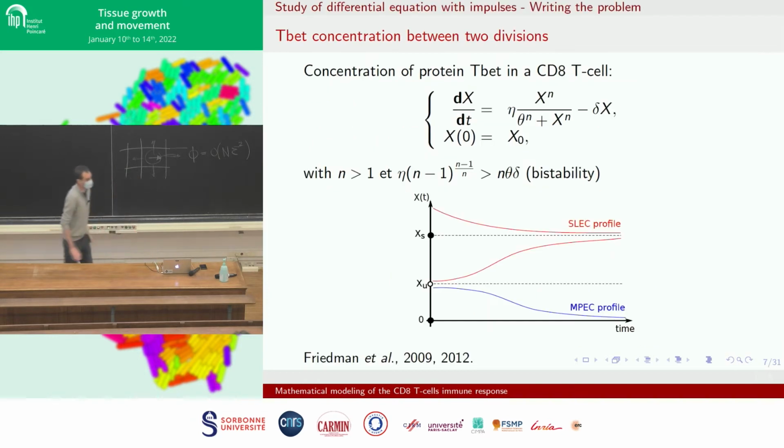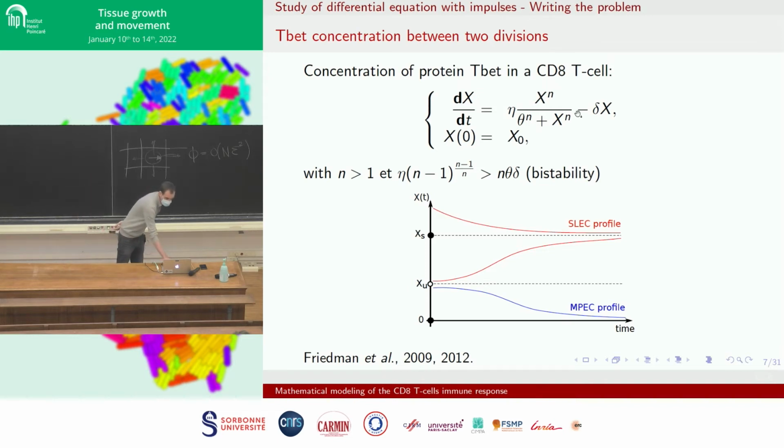Okay, so let's start with this simple equation. Here, I denote by X the concentration of protein T-beta in one cell that is not dividing for now. So X is the concentration of protein T-beta, and we use this simple equation to model its evolution. The last term is a decay term with a constant rate delta.